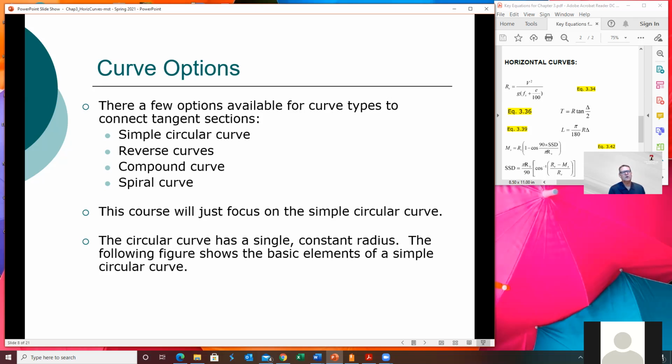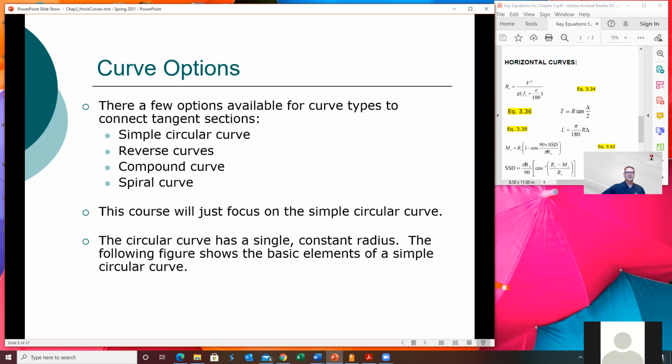Reversing curves are generally frowned upon in terms of designing curves, because if you take two curves and connect them in reversing order without a tangent in between, it's really hard to flip the superelevation.